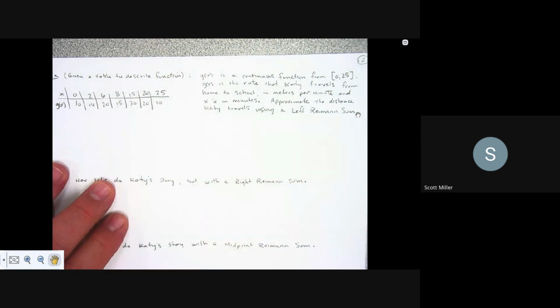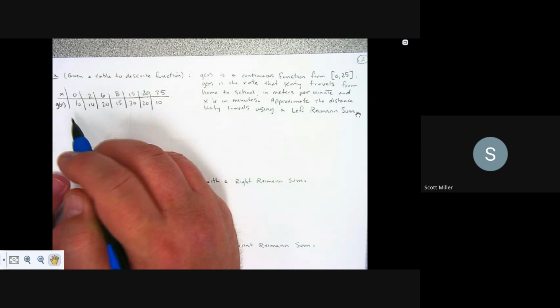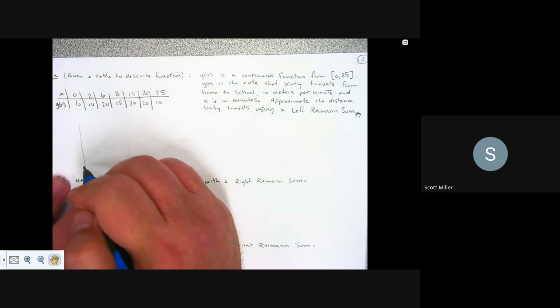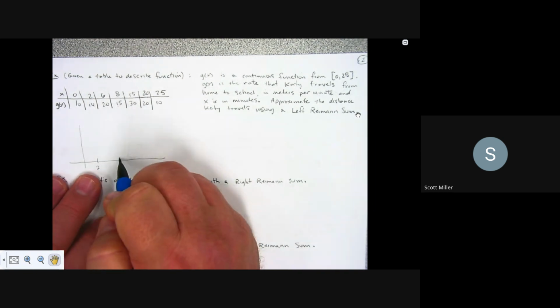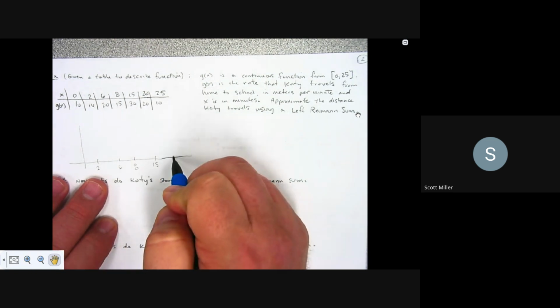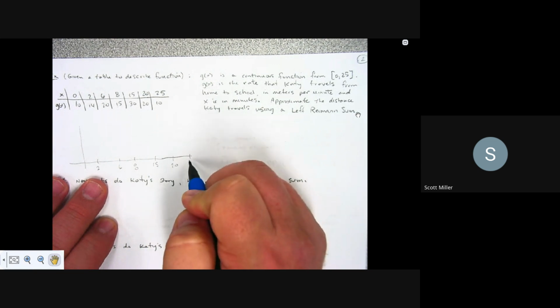Okay. Here's what I would recommend that you do. Draw a sketch of this table. Okay. It doesn't have to be accurate or pretty or anything like that, but it does help tremendously in your setup. I'm going from 0 to 2, then I'm going from 2 to 6, 6 to 8, 8 to 15, and then 15 to 20, and then 20 to 25.